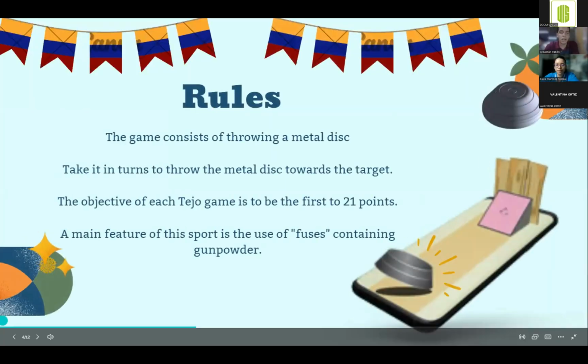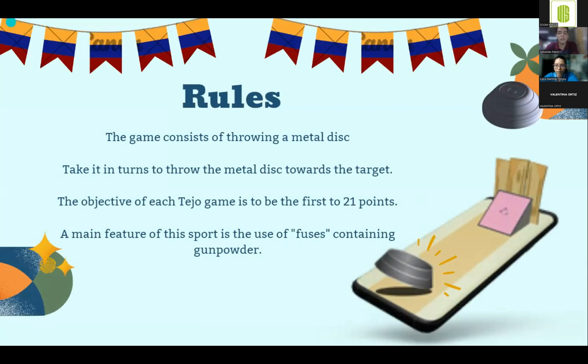Okay, the rules about Tejo are very easy. Tejo is played with two teams with 5 players from each team, but it could also be played individually or in pairs. Each team should throw the Tejo towards the target, and the game will finish when a team reaches 21 points.